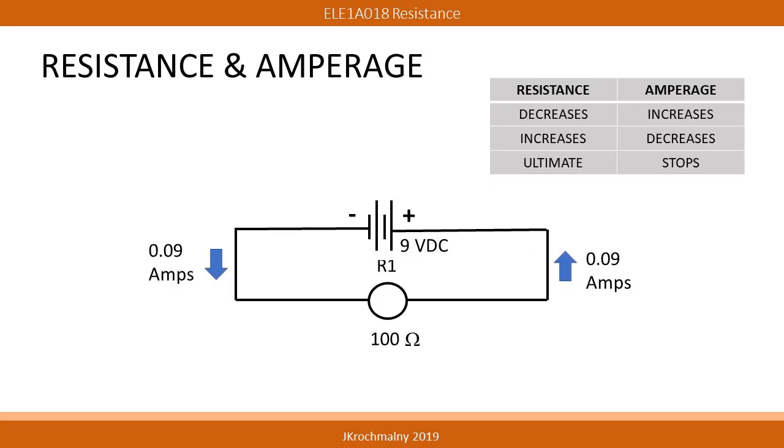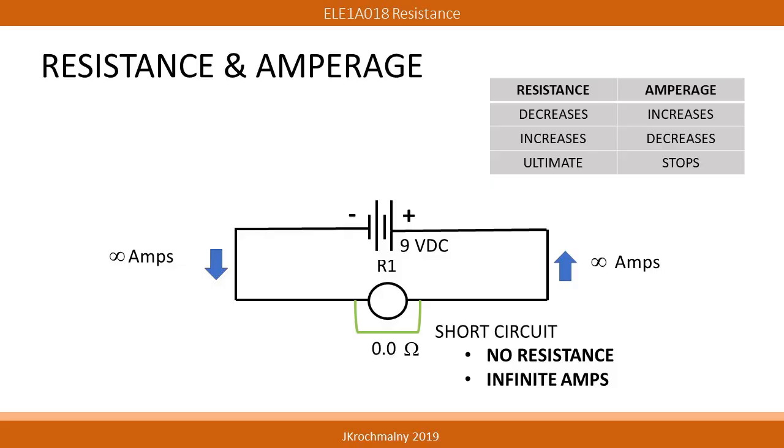Going back to our original circuit, 9 volts DC is applied to 100 ohms of resistance, resulting in 0.09 amps. Reducing the resistance down to 10 ohms results in 0.9 amps in the circuit. Reducing the resistance further down to 5 ohms results in a 1.8 amp current in the circuit.